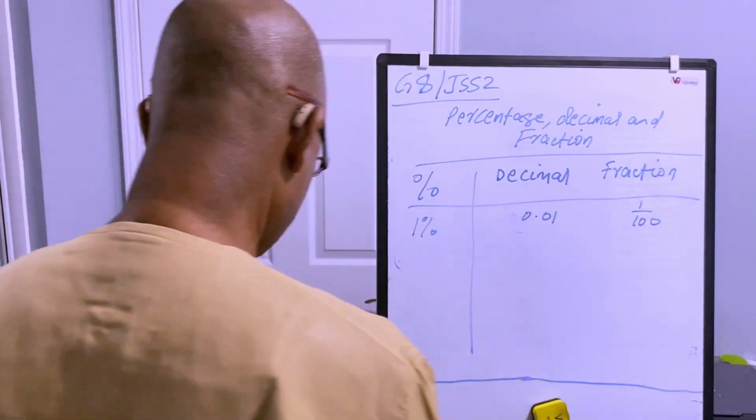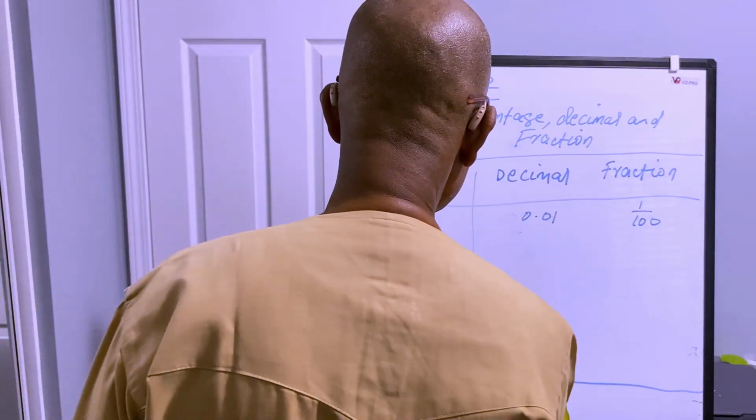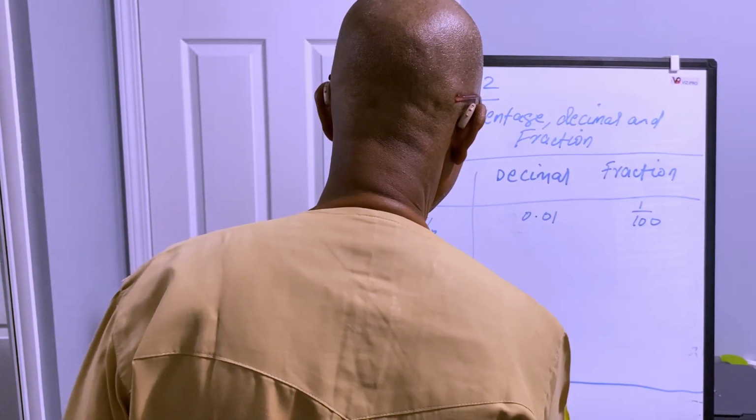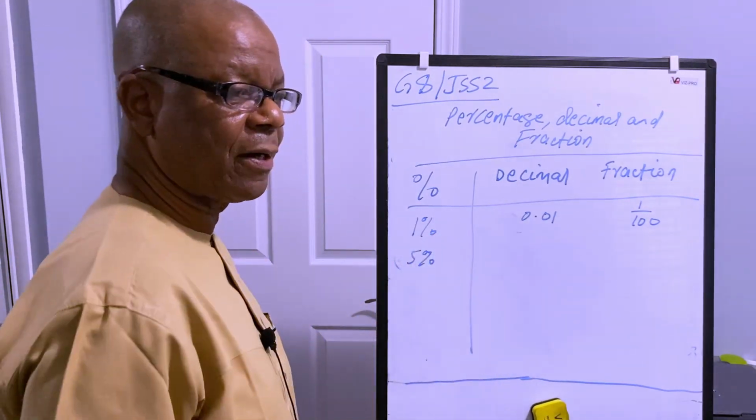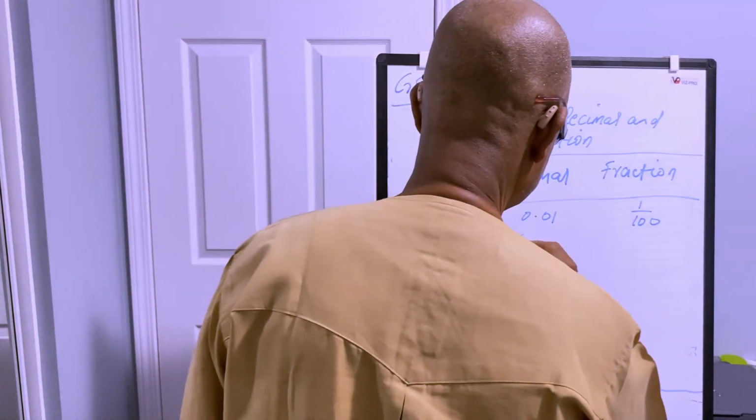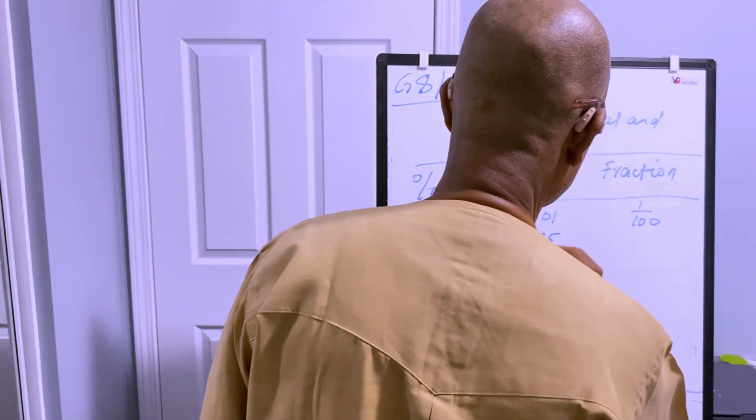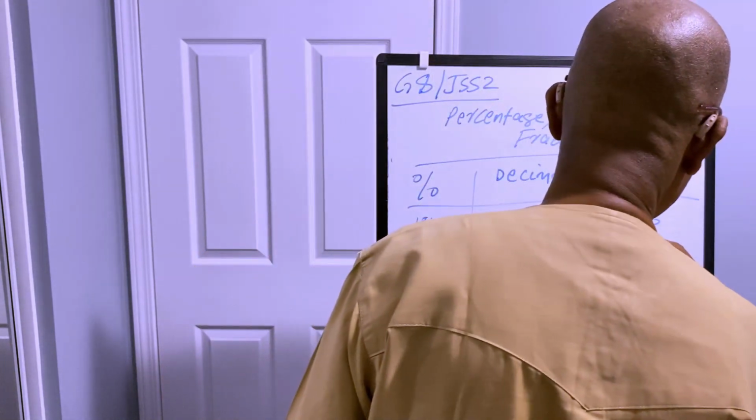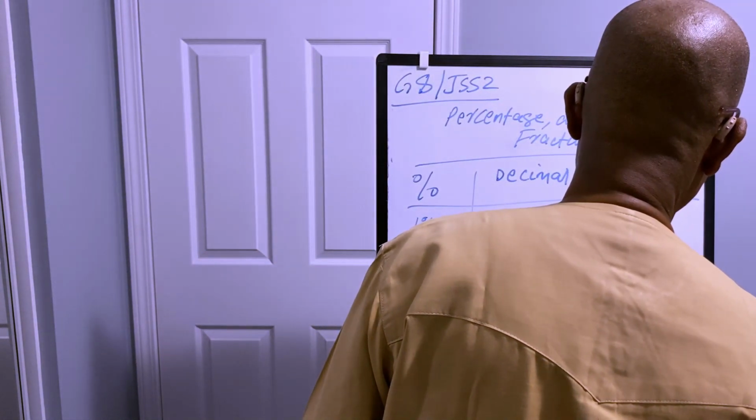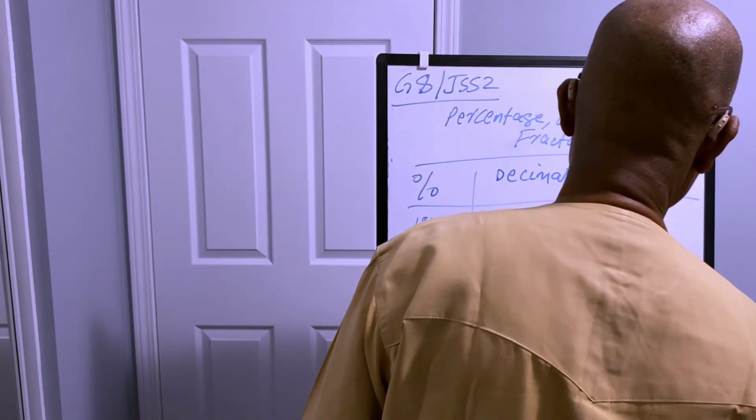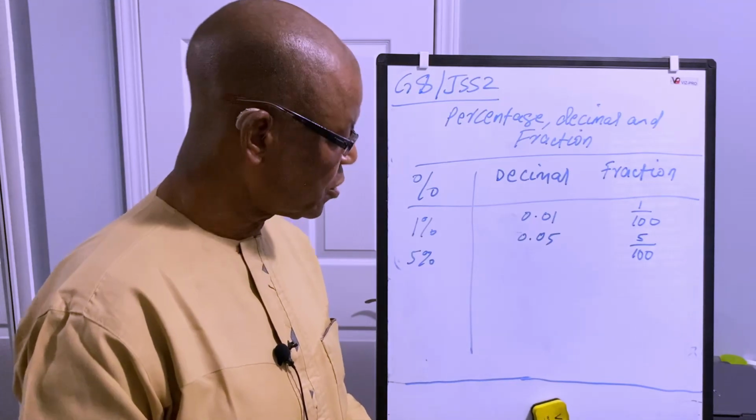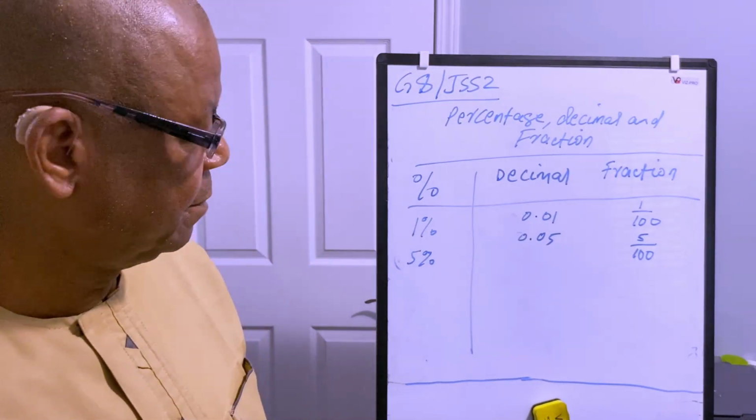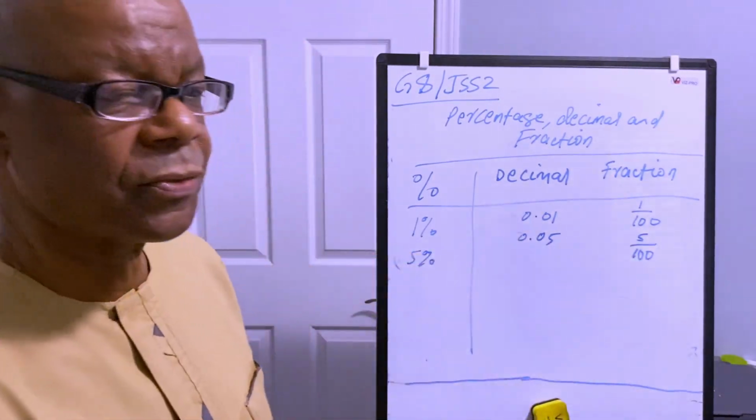So if we go on, even 5%, 2%, whatever, 5% is 5 divided by 100. That will give us 0.05. And that is here 5 over 100. Let's leave it that way. Let us not go into simplification to the lowest term. We leave it that way.